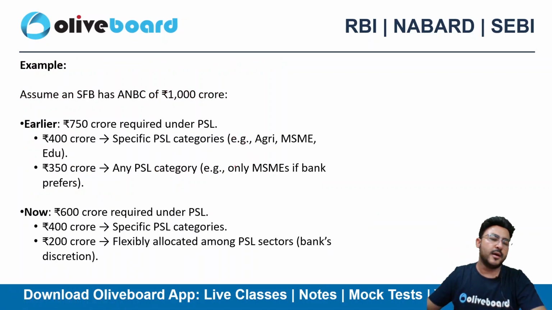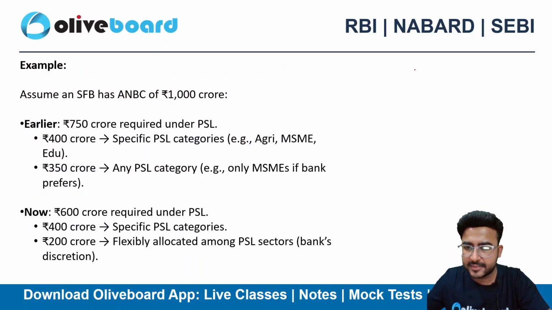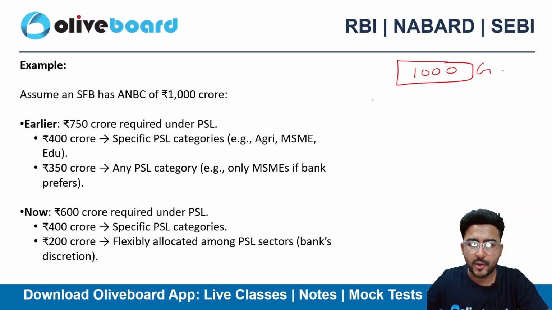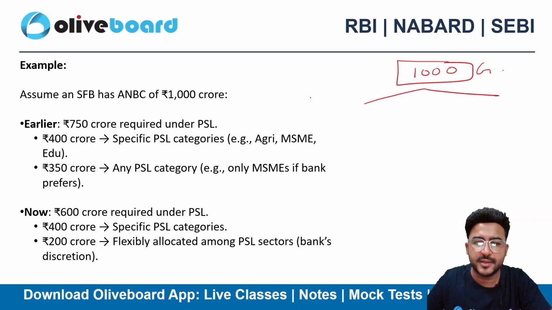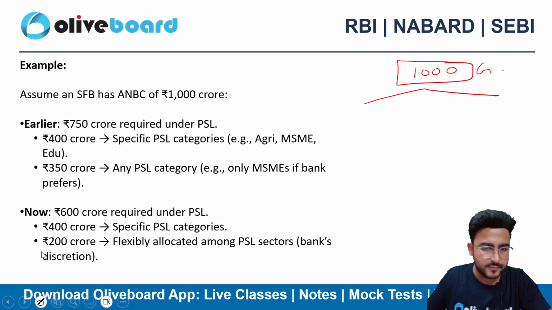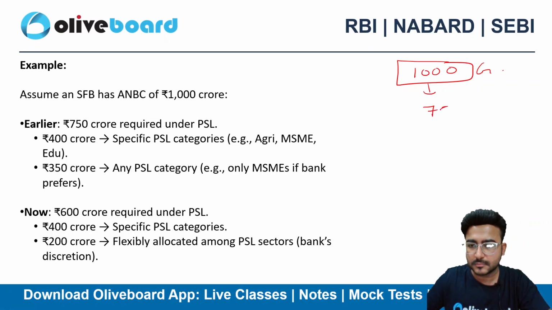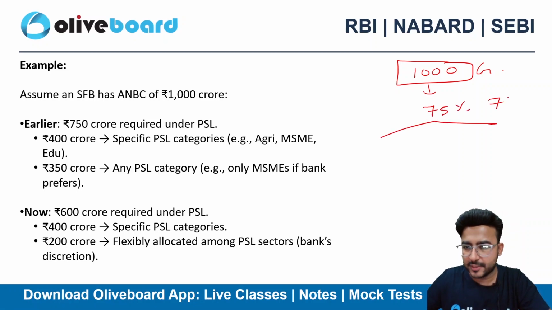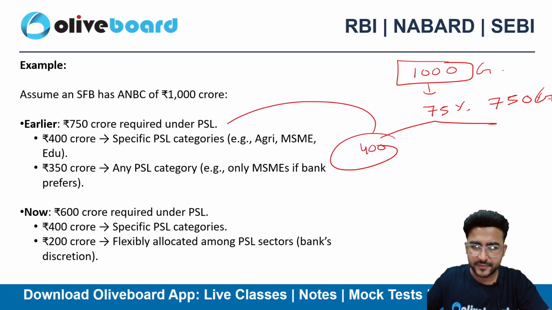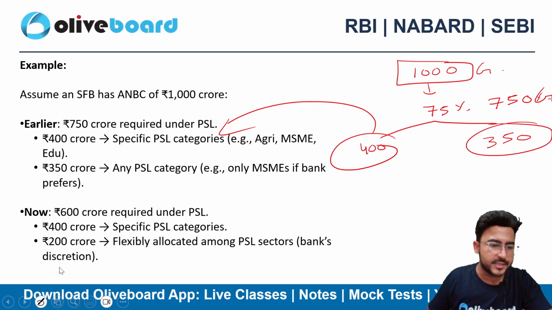Okay, let's read this example quickly. Let's suppose the ANBC or CEOB is 1000 crore, right? Now I need to allocate it. Earlier, the first thing we needed to do was invest at least 75%, so 750 crore. Out of that, 400 crore went to specific categories prescribed by the RBI, and the rest of the 350 crore to any category within the PSL subsectors.